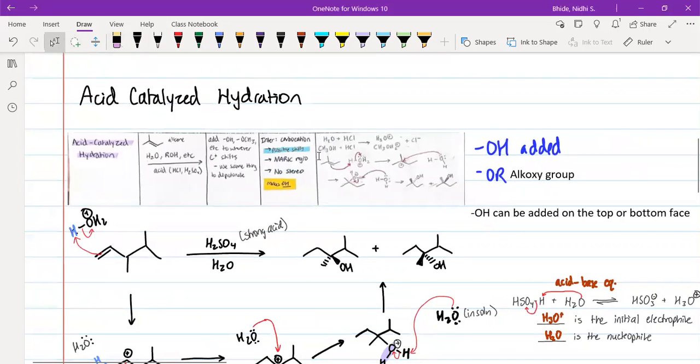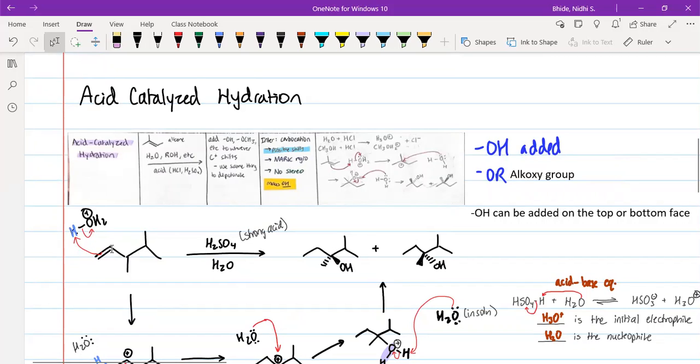And our intermediate is a carbocation, so possible shifts can occur. And we're going to observe Markovnikov regioselectivity, which means that the OH group or the OR group is going to attack on the more substituted side of the alkene. So let's start with our mechanism.